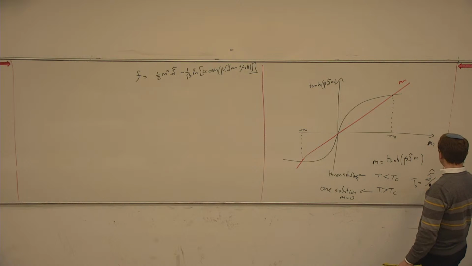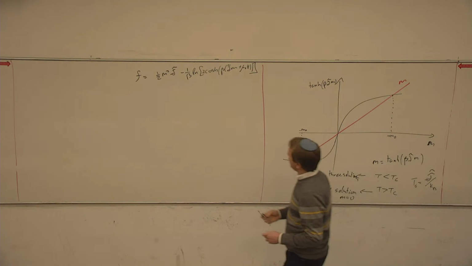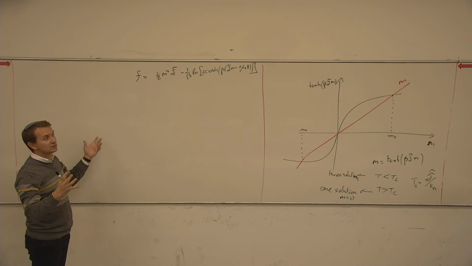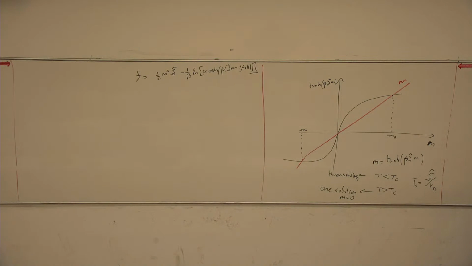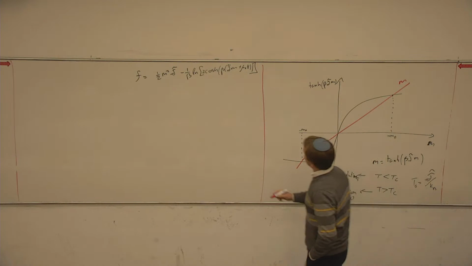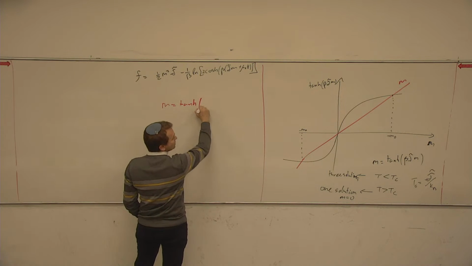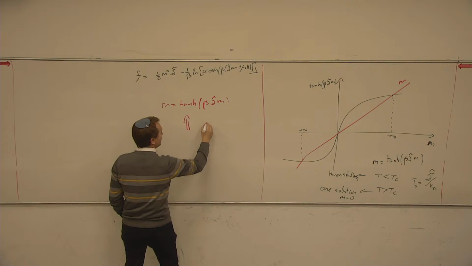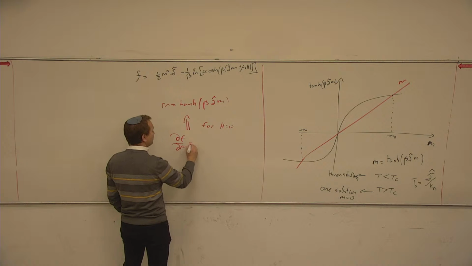TC equals J tilde divided by K Boltzmann. This is what we thought. All right, so let's see how this function behaves as a function of M. And remember, this was an important quantity, the properties of this function. This equation, M equals hyperbolic tangent of beta J tilde M, was obtained for H equals 0 from this condition, dF over dM equals 0.